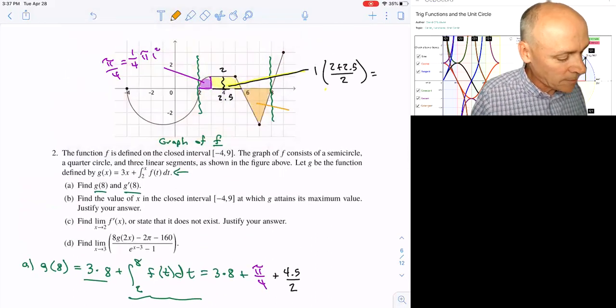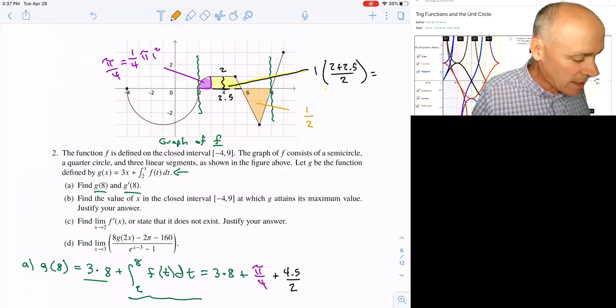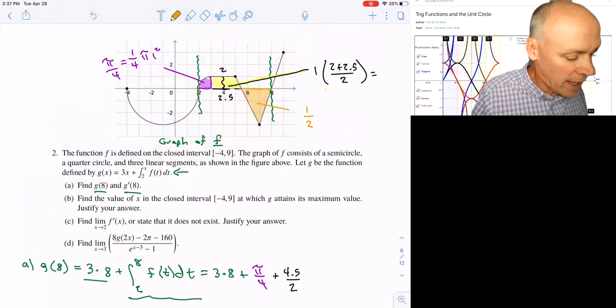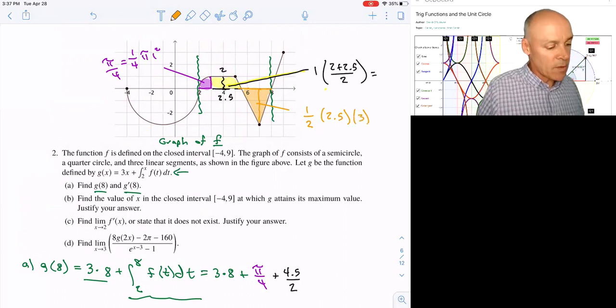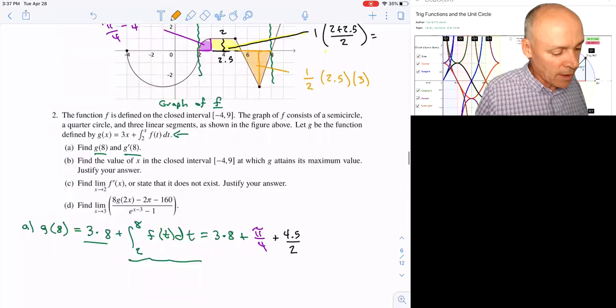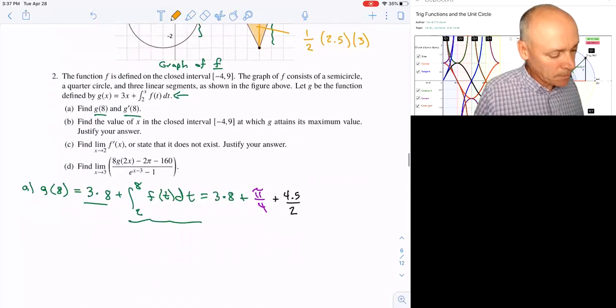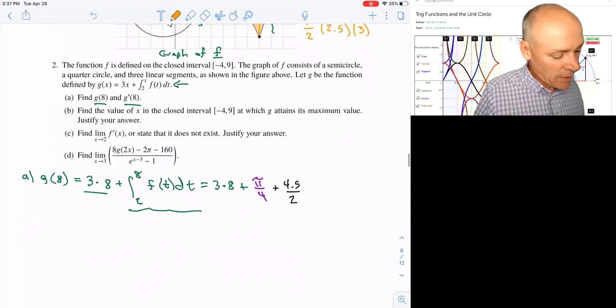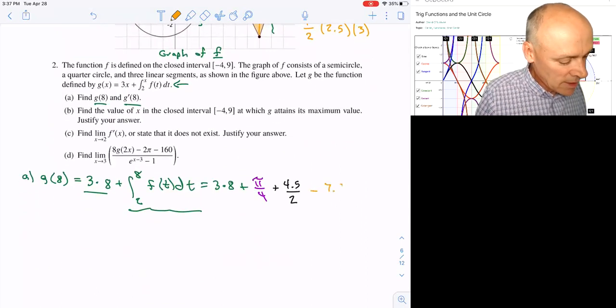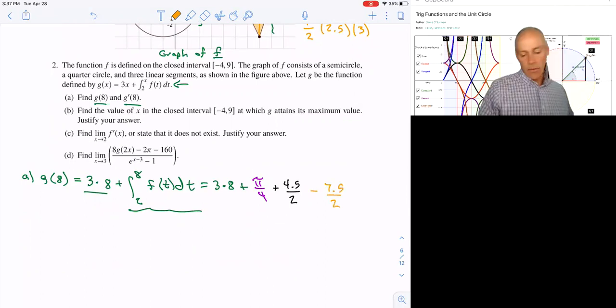shape, that triangle, it's going to be, triangle is 1/2 the base. My base, got to be careful here, is 1, 2, 2.5 by 1, 2, 3. 3 units. So I could call that 7.5 over 2. Now again, this one I got to be careful, that's below. So I'm going to do that minus 7.5 over 2. Okay.